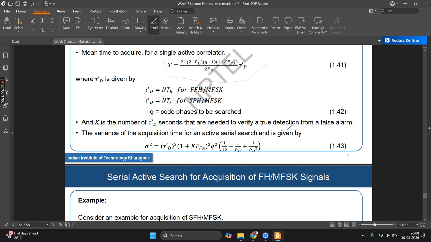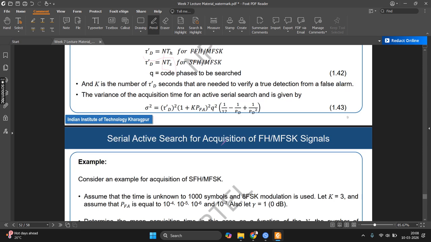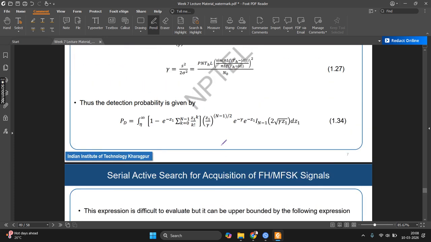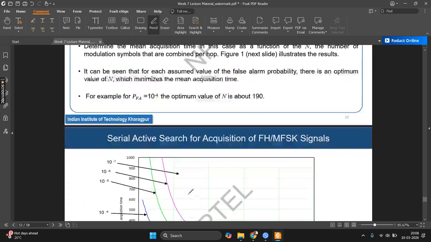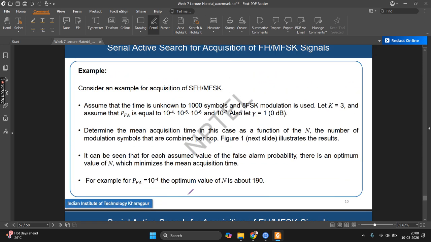The derivations of these expressions are very difficult, so you have to just memorize the mean and variance, because that might be important. The particular probability of detection value is, of course, very hard to solve in your actual exam. So you have to memorize the mean and variance. That will be important for your problems.